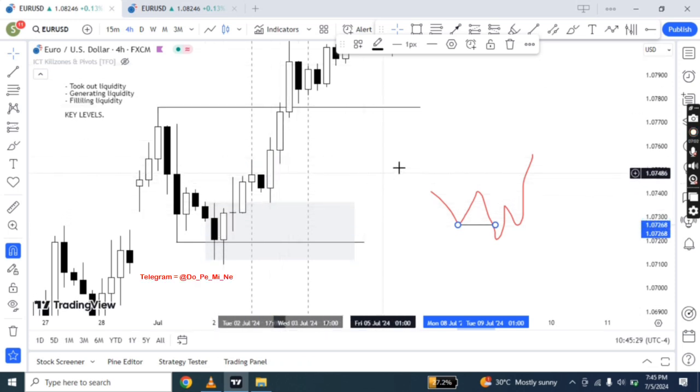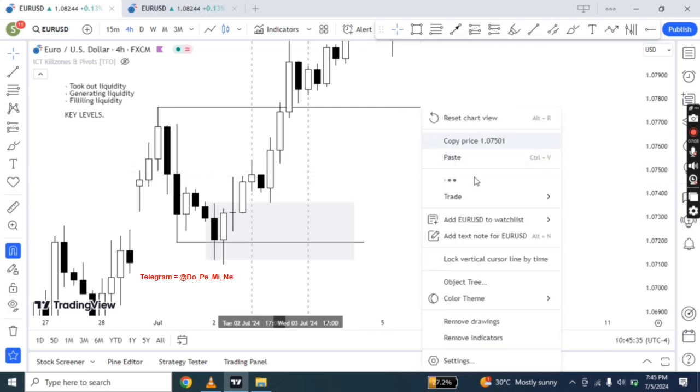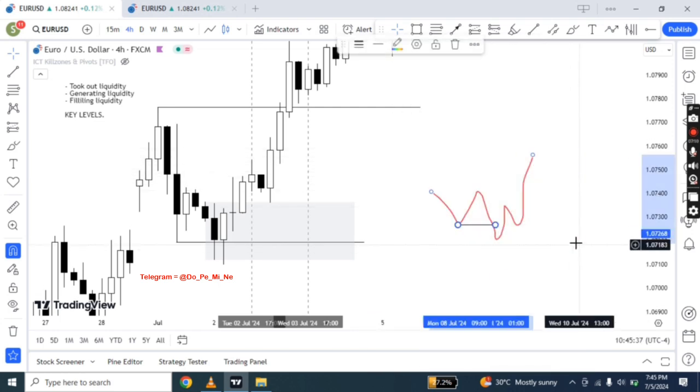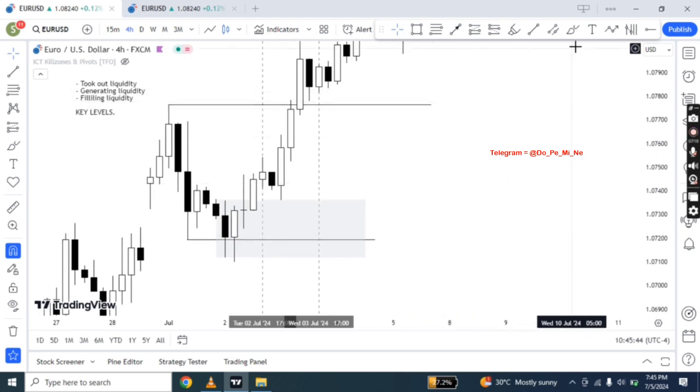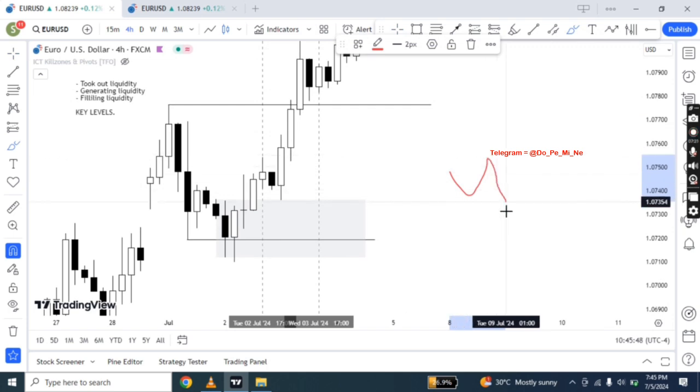Similarly, if we take the example of a breaker block, a breaker block is basically the high that has taken out the low, meaning it has taken out liquidity. So again, price could potentially use that high as a future reference to find support and expand from, and we call such a high a breaker block.